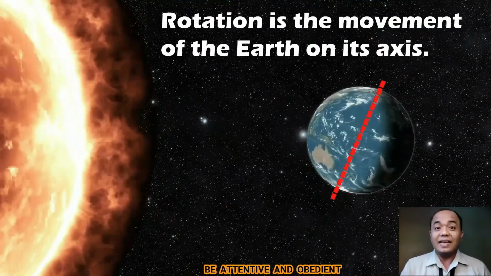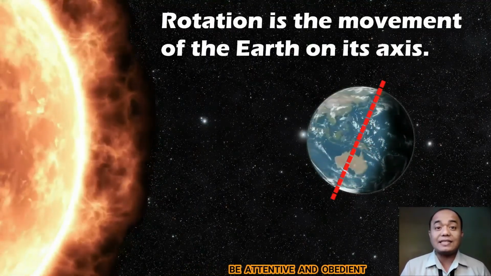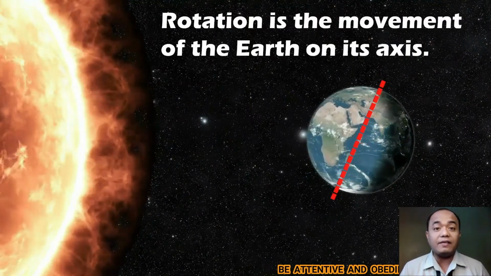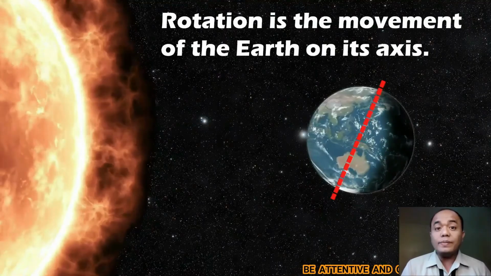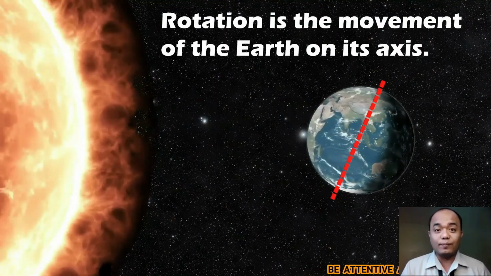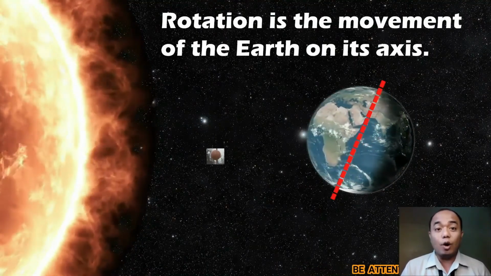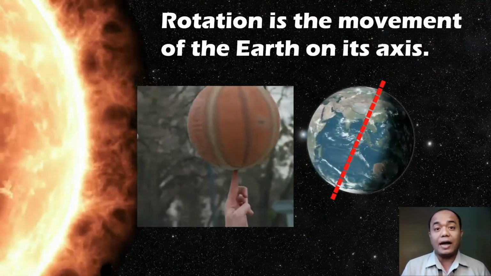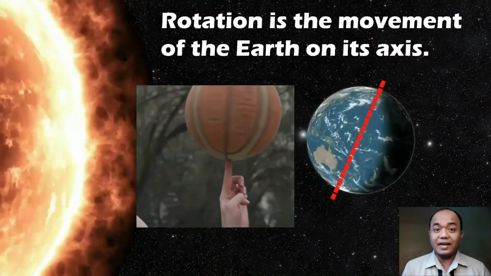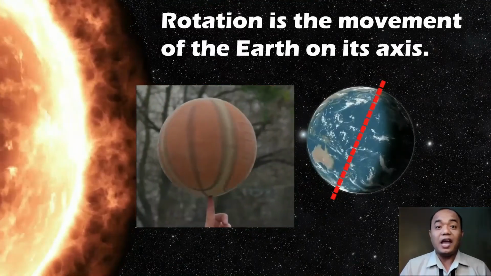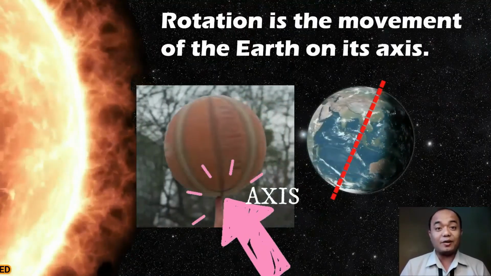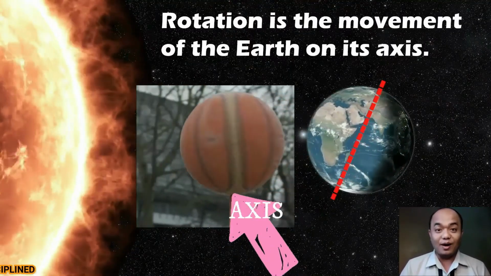Nakatagilid ito. Yes, class, our Earth is tilted. Nakatagilid ito ng 23.5 degrees. Dito umiikot ang ating mundo. Katulad din ng ating bola kanina na ginamit. Pinaikot natin yung bola gamit yung ating mga daliri. Can you still remember that? Yung daliri natin yung nagsisilbing axis. Ito yung point na kung saan umiikot yung bola.